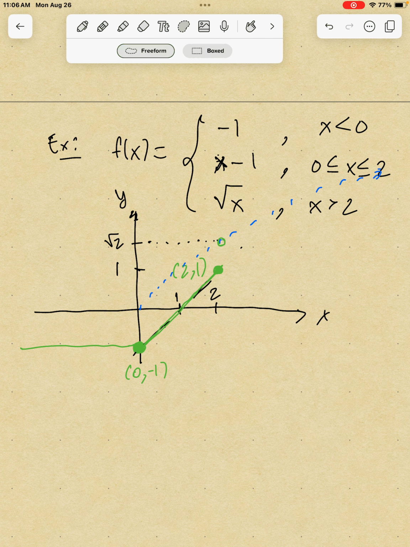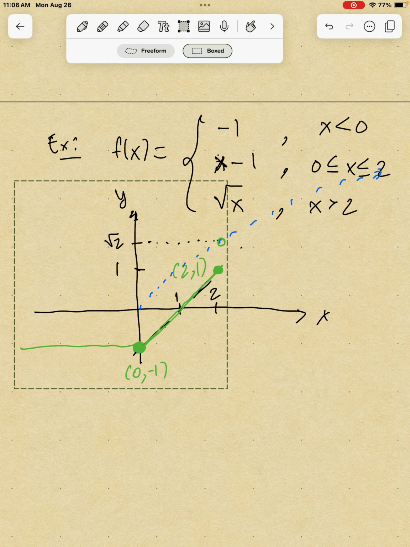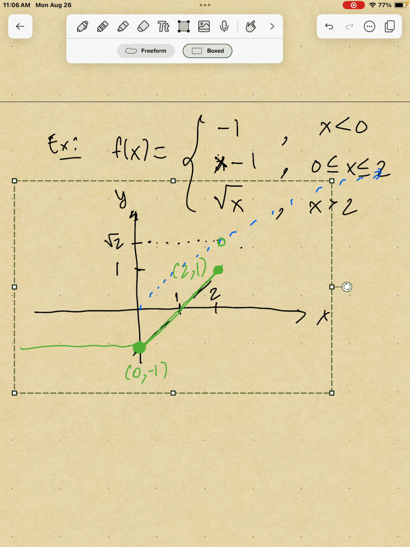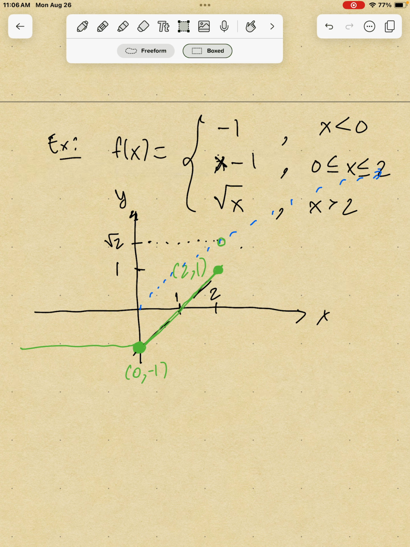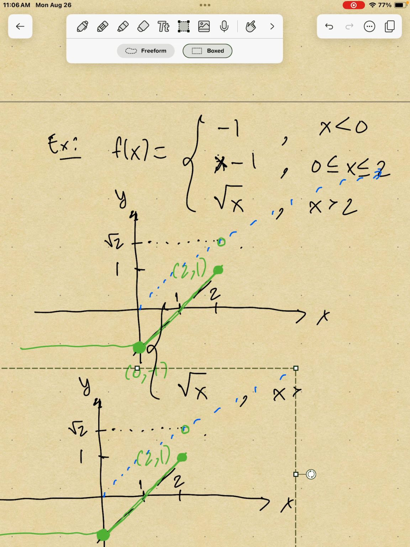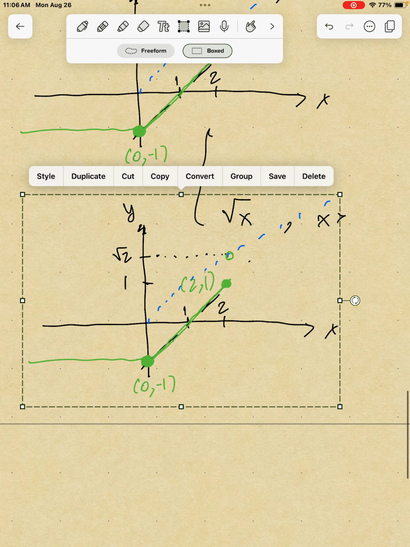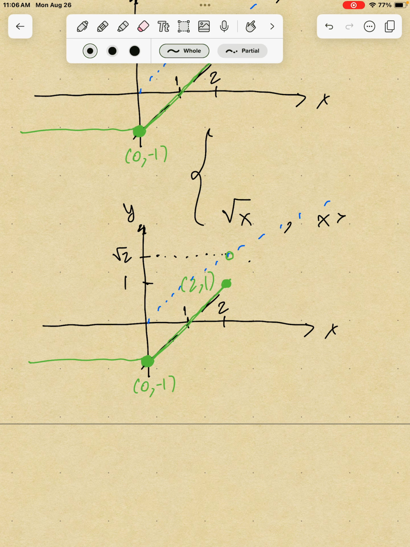Okay, so I obviously don't want this part.